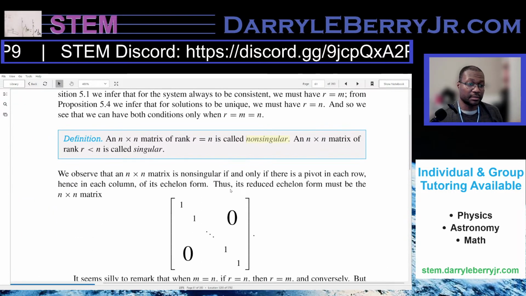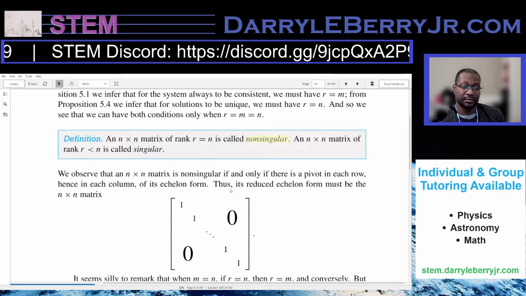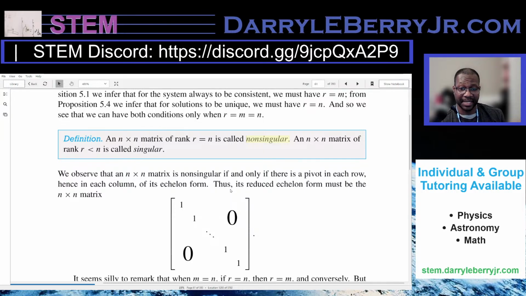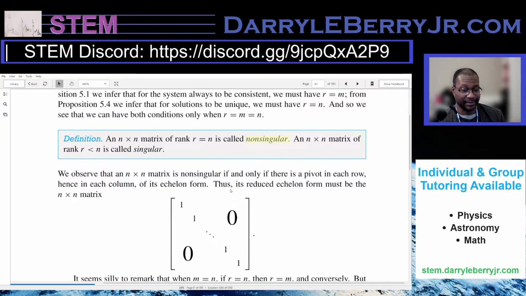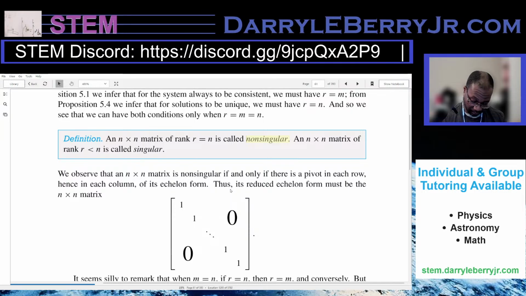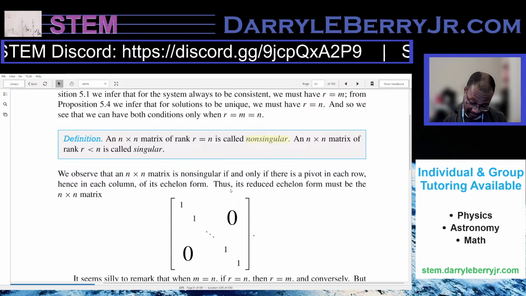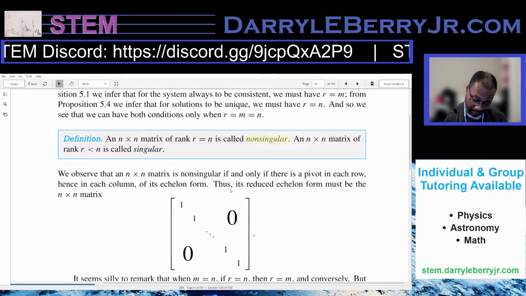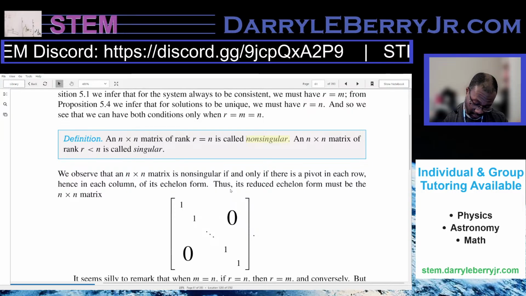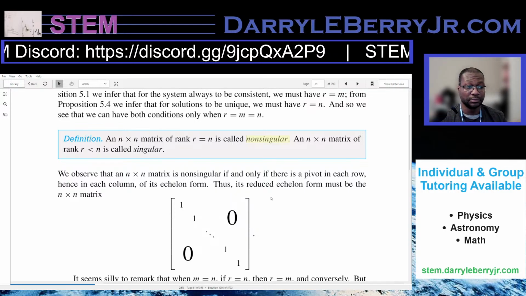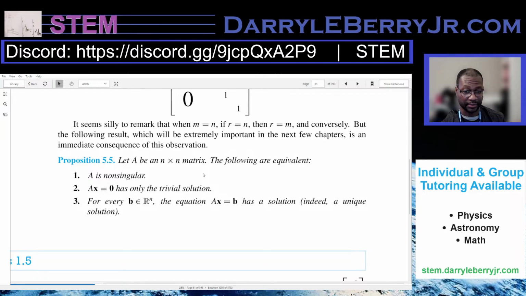So it says an n by n matrix of rank R equals n is called non-singular. An n by n matrix of rank R less than n is called singular. R equals n, non-singular. So it's just a definition. R less than n is singular, right? But that still doesn't remind me what singular is.